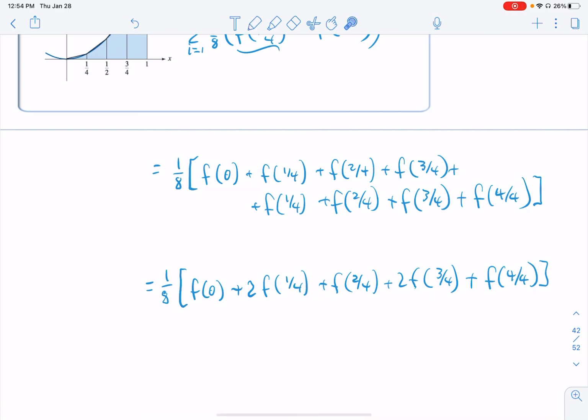Okay, so it always follows that pattern of 1, 2, 2. Oh my gosh, I didn't put my 2. Nobody screamed at me. Maybe you did, and I just didn't hear you, because you screamed too quietly. Okay, anyway, so it's 1, 2, 2, 2, 1. It's always that kind of pattern for this thing that's called the trapezoid rule.